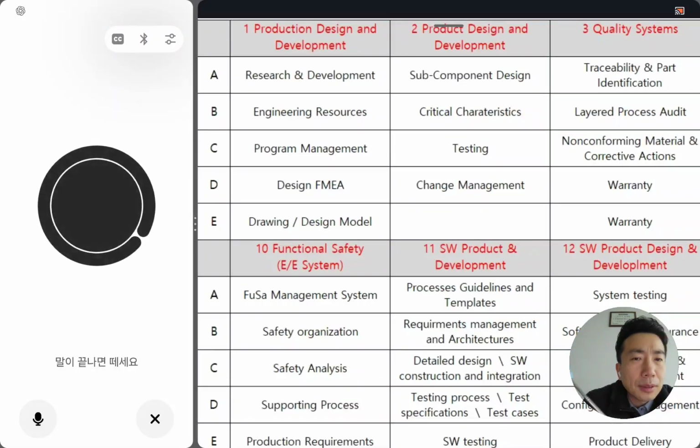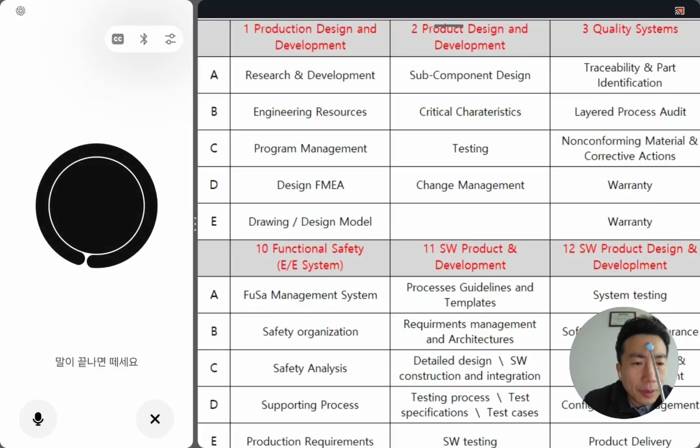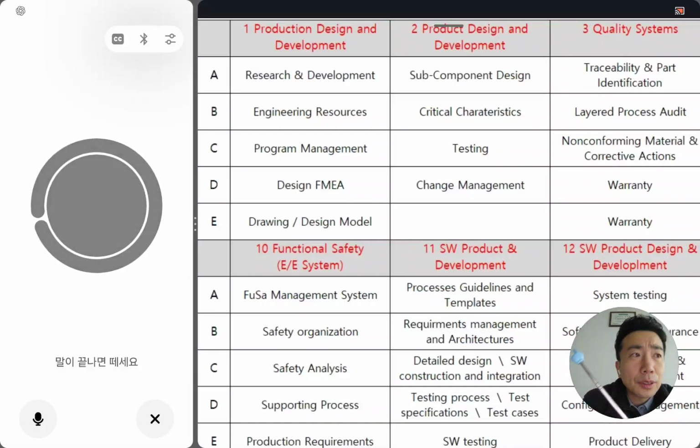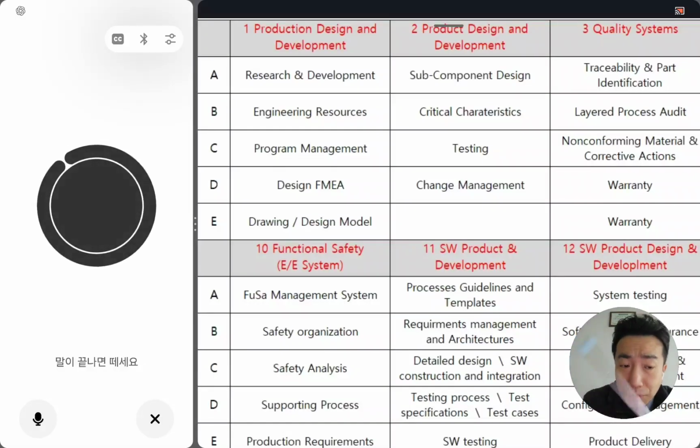Okay, GPT. From now on, let's move on to the next page.